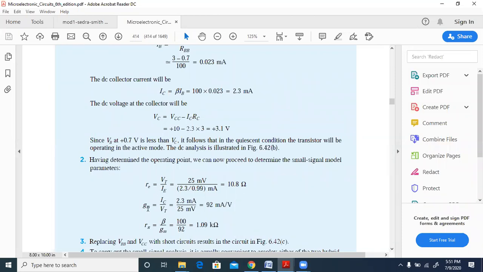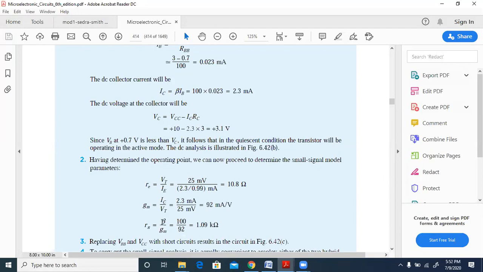Then GM will be equal to IC by VT. VT is the volt thermal equivalent, which is equal to 25 millivolts, and IC is 2.3 milliamperes. So milli will cancel, and we will be left with 92 milliamperes per volt. Having found this, then RPI is beta by GM. You can write beta by GM here, or you can also write VT by IB. Both are the same.